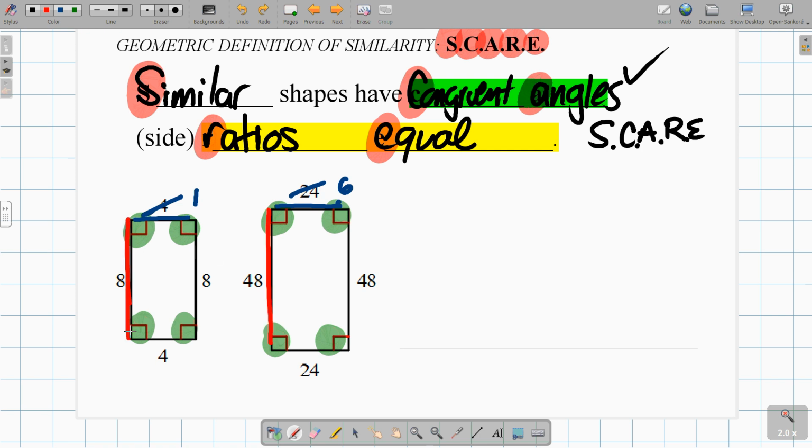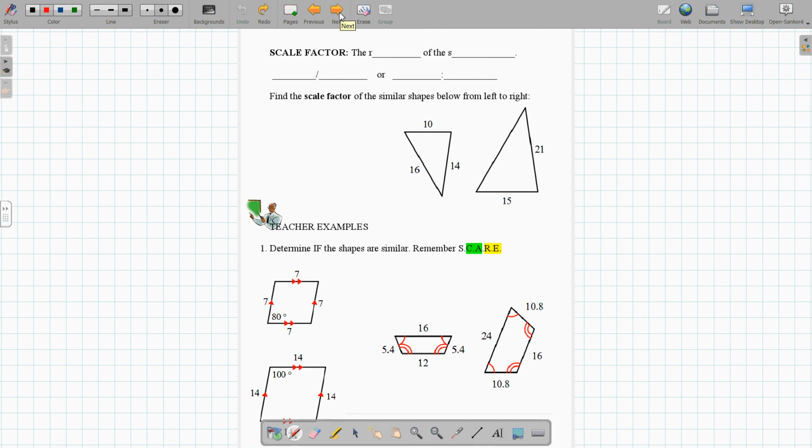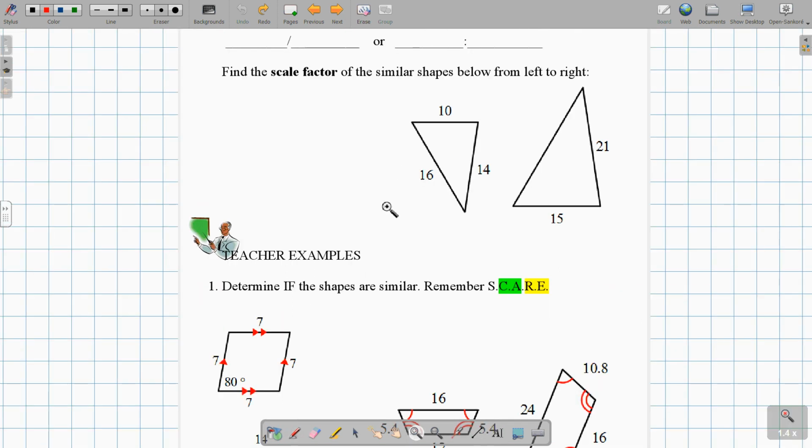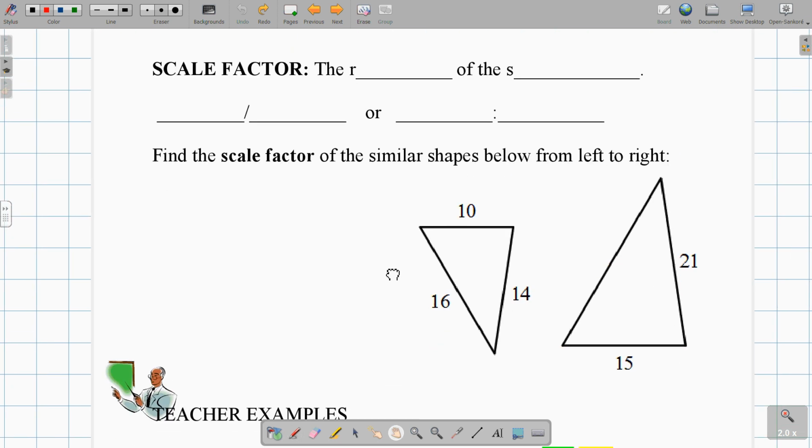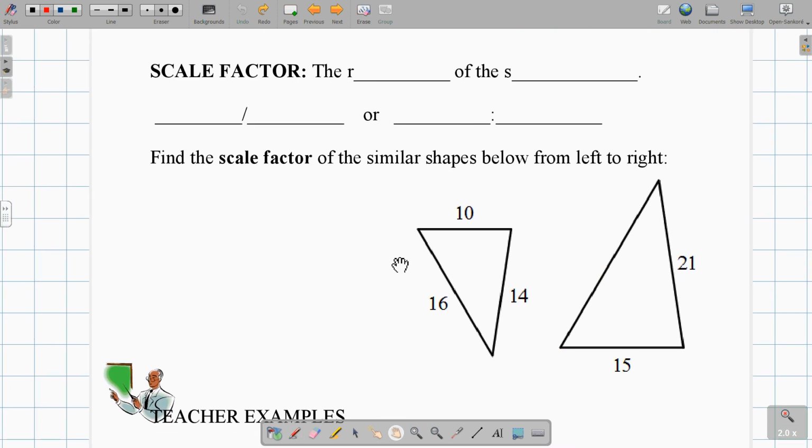Long to long, reduce 8 and 48. That's also 1 to 6. So it's not the side lengths that are equal, but the ratios that are equal. If things have congruent angles, ratios equal, we say they are similar. Let's do some practice in just a moment.